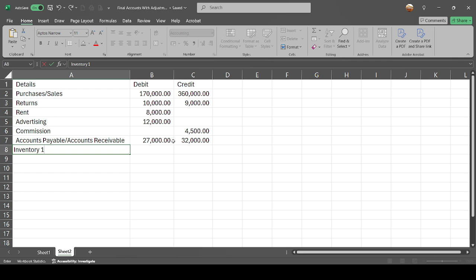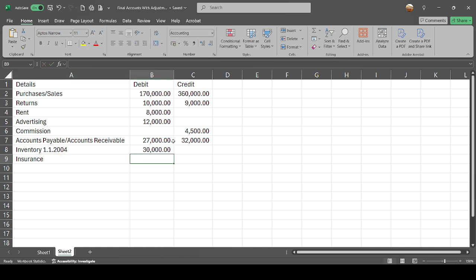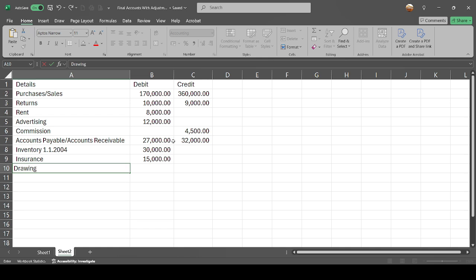Inventory as at 1st of January 2004, and then the figure there is 30,000. Sorry, that should be 30,000. Then our next thing there, which one is that? It is insurance. And insurance is a debit entry of 15,000. And then we have drawings. Drawings is a debit entry of 20,000.